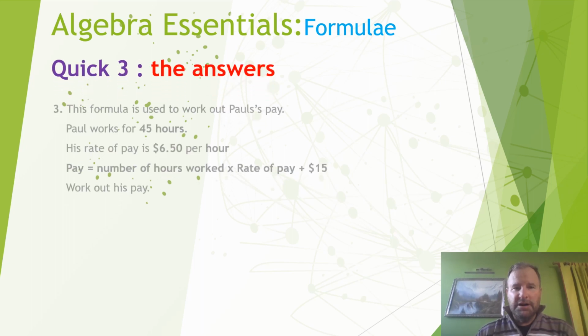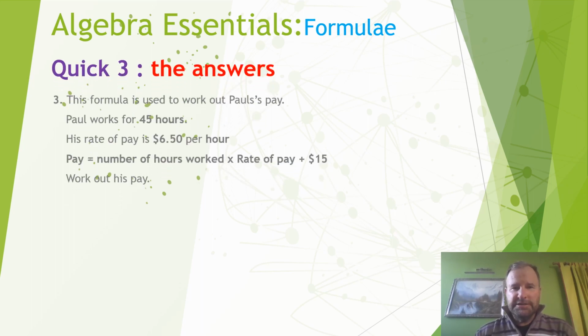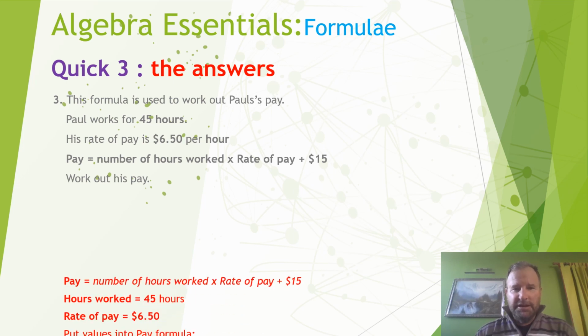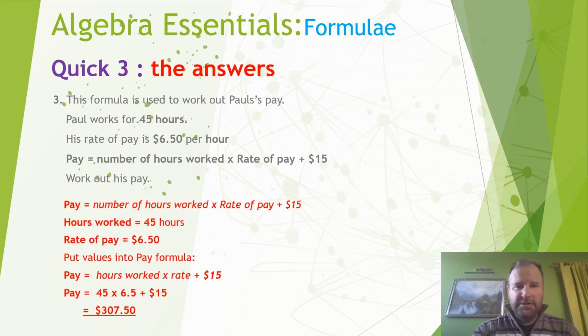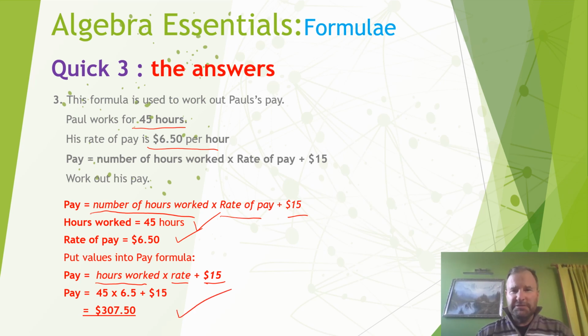Okay, the third and final question. Here it is. Did you write down your own formula? Here's the answer. Pay equals number of hours worked times rate of pay plus 15. You know in the question that Paul works 45 hours. Write that down. The rate of pay is 6.5 per hour. And then put it in the formula. I've shortened it a little bit to hours worked times rate plus 15. And if you got the answer 307.50, well done.